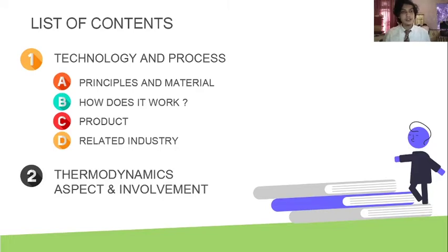Okay, here's our content. We have two main topics. The first one is technology and process, and the second one is thermodynamic aspect and involvement. Basically, the technology and process is divided into particular parts. First is principles and material. Second is how it works. The third one is product, and the last one is related industries.